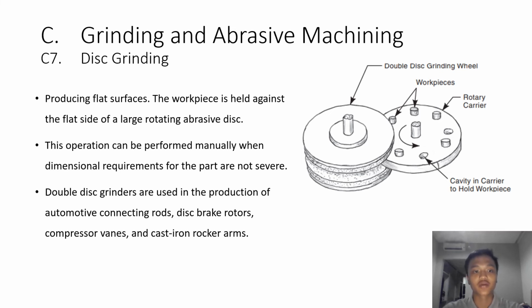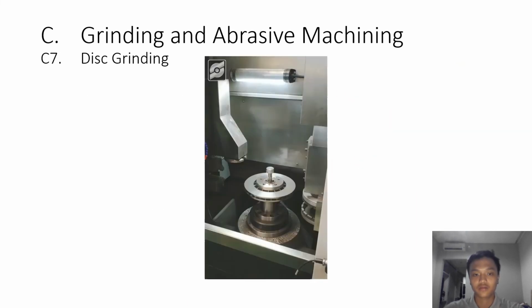The next one is disc grinding. Disc grinding produces flat surfaces. The workpiece is held against the flat side of a large rotating abrasive disc. This operation can be performed manually when dimensional requirements for the part are not severe. Double disc grinders are used in the production of automotive connecting rods, disc brake rotors, compressor vanes, and cast iron rocker arms. This is the double disc grinding wheel, and this is the workpiece.